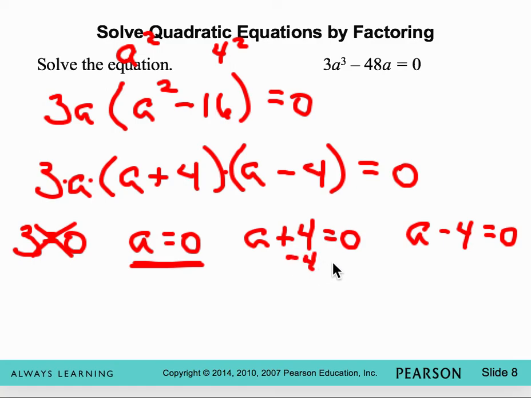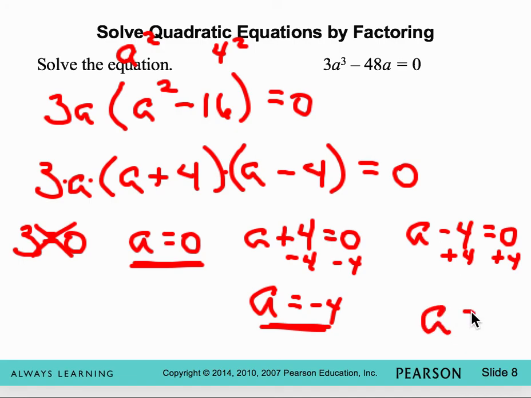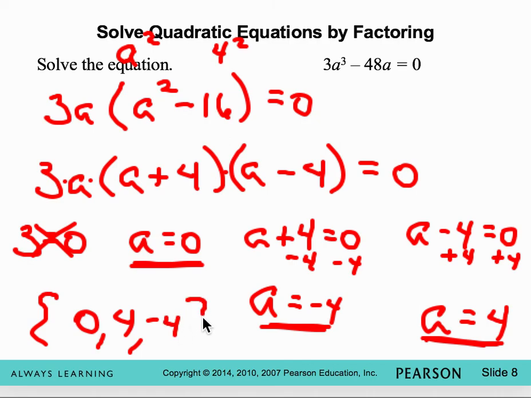Okay, let's solve this. So a equals negative 4 is another one. If I add 4 to both sides, then I have a equals positive 4. Right? 1, 2, 3 answers. Okay, 0, 4, negative 4.